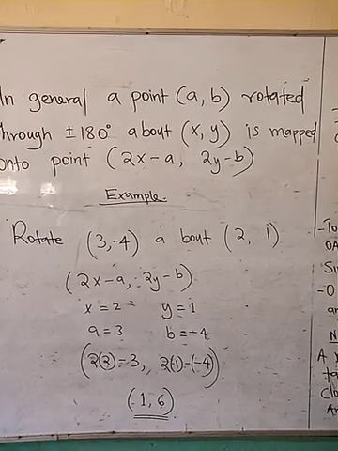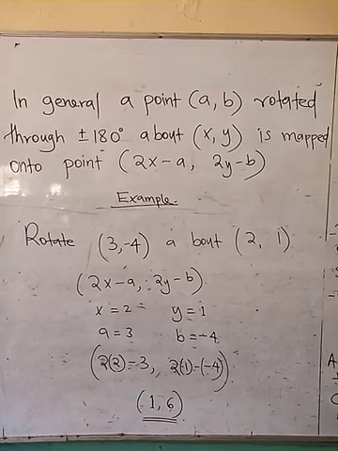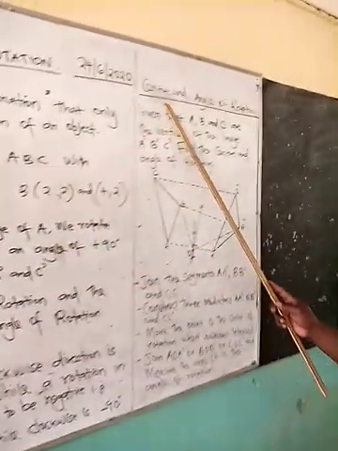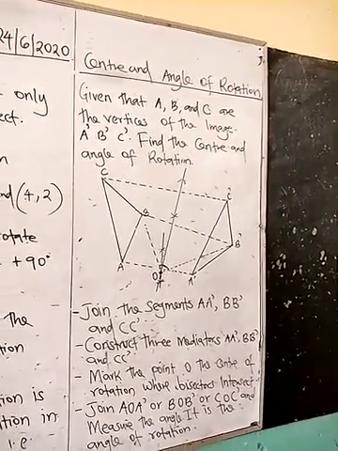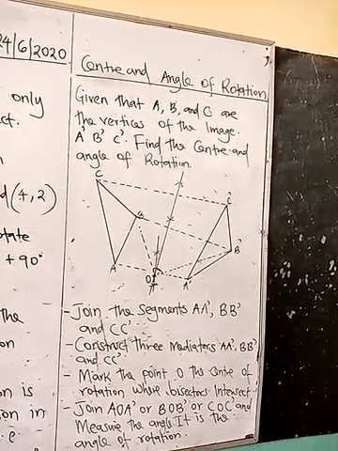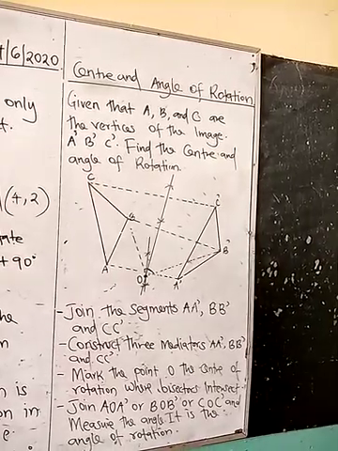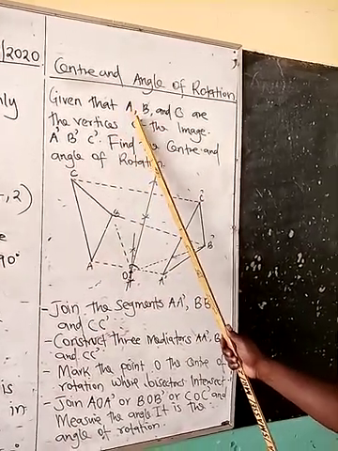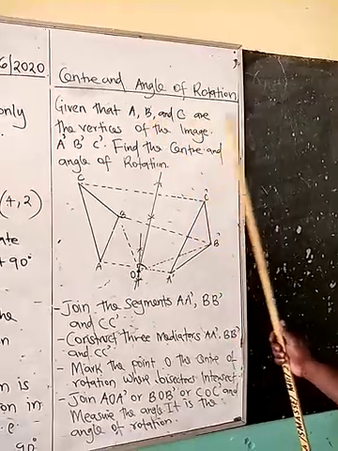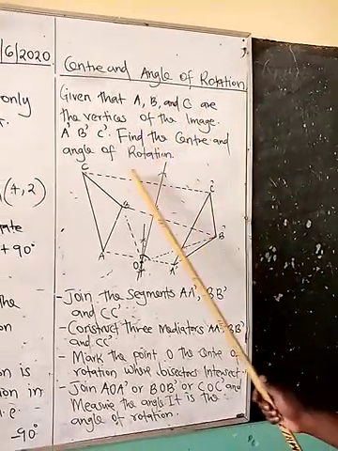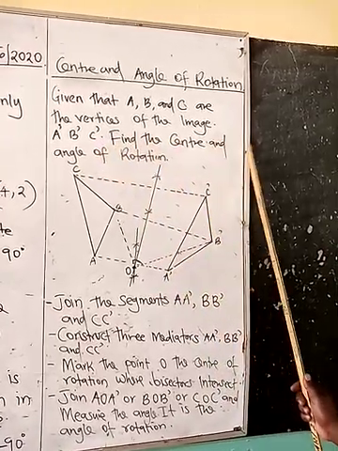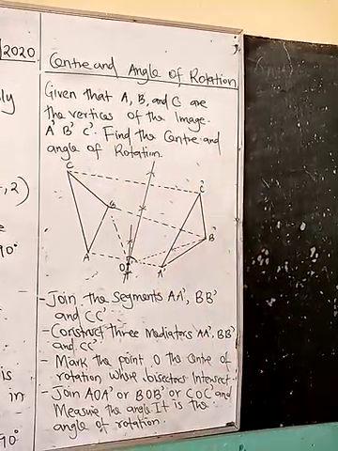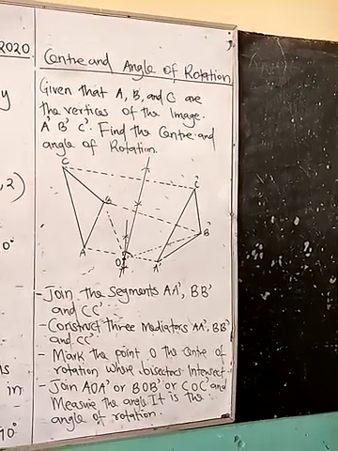Now, that is it for rotation. Our next subtopic, we want to look at how to find the center and angle of rotation. Given that the vertices A, B, and C are the vertices of our object, and A prime, B prime, and C prime are the image, find the center and angle of rotation.